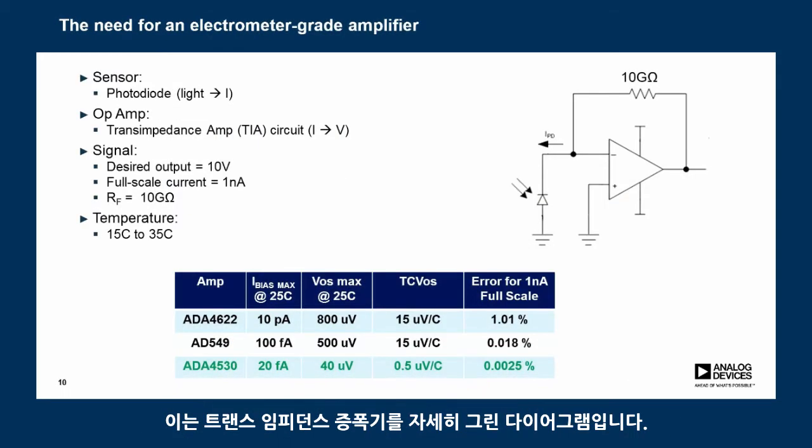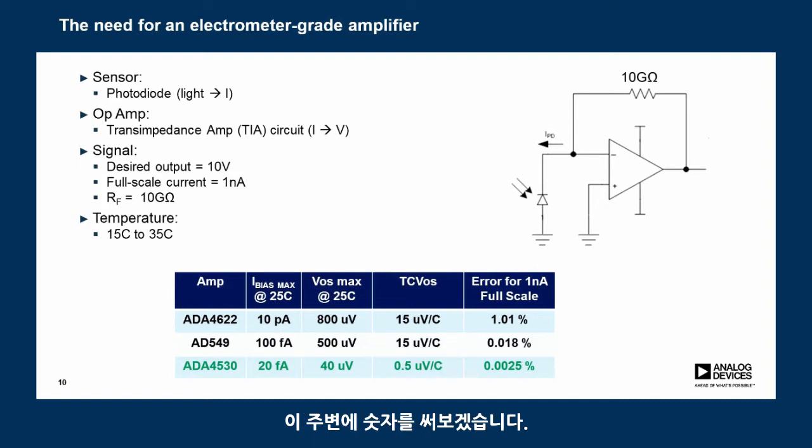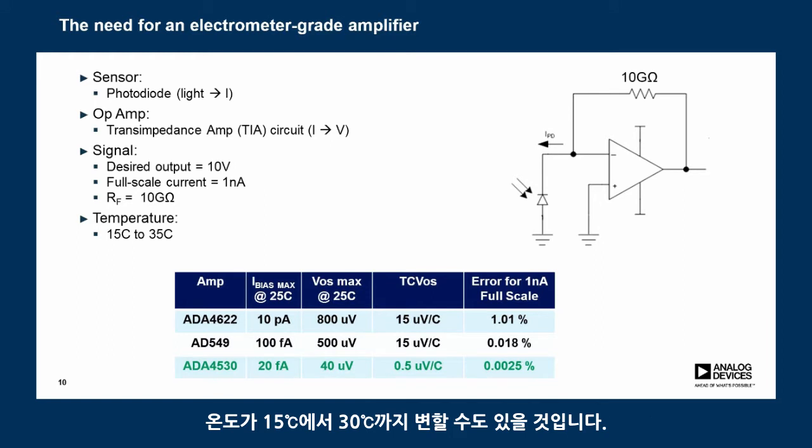So this is a close-up diagram of the sensor and the amplifier. Again, the sensor is a photodiode. It converts light to current. And the amplifier converts current to voltage. So let's put some numbers around it. Say we desire an output of 10 volts. We have a full-scale current of 1 nanoamp. And so we choose a feedback resistor of 10 gigaohms. Say our temperature could vary from 15C to 35C.